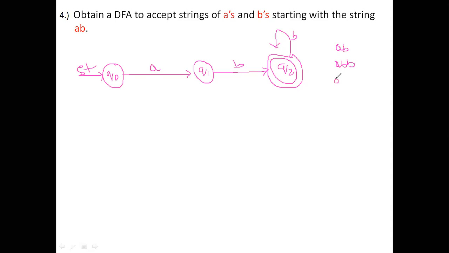Then what about ABA? Observe it carefully: should it be accepted or rejected? It should be accepted. AB will be consumed by Q0, Q1 and Q2, and we are at the final state now. Then I need to consume one more element, the last element of this string. What is that? A exactly. So if I provide a self loop for A also on Q2, then it will be accepted. Let me write it as B comma A, meaning Q2 will accept either A or B. So now just observe this.